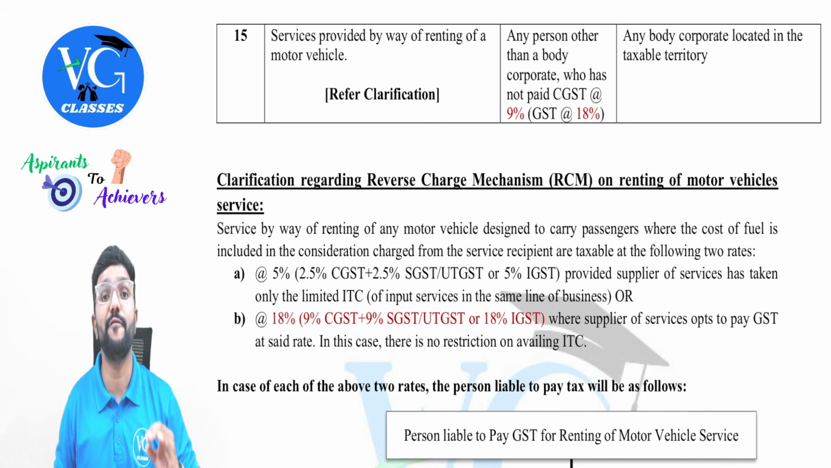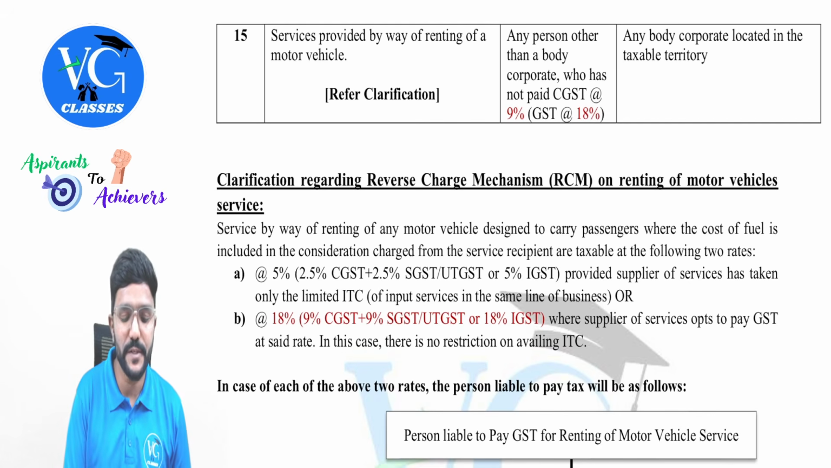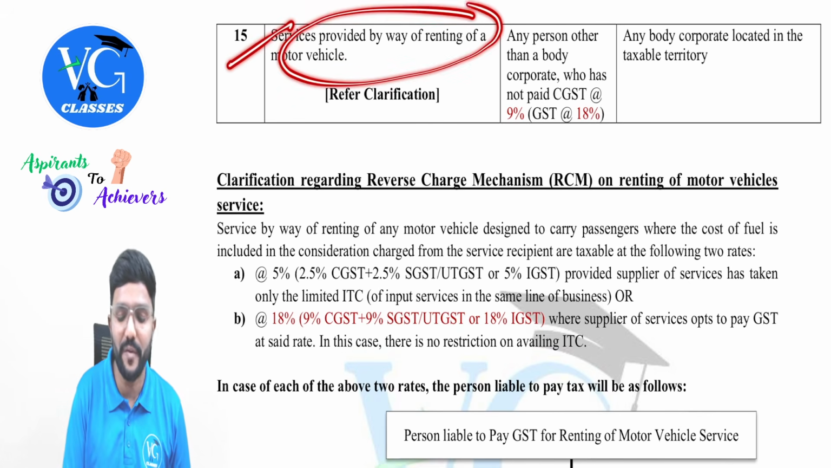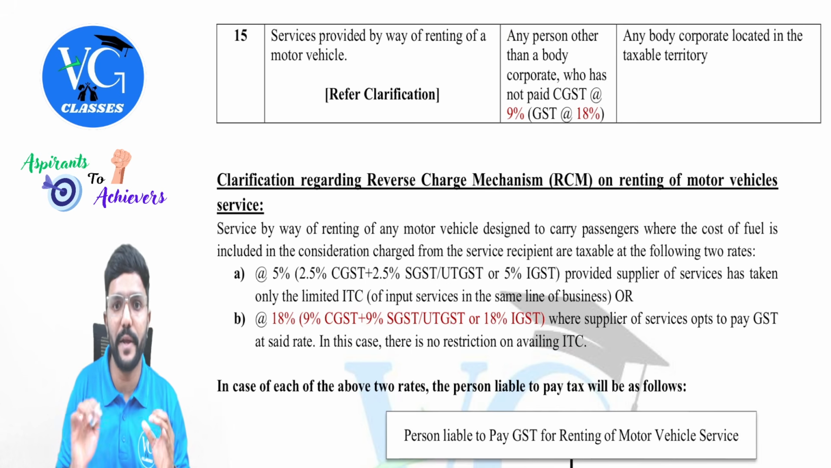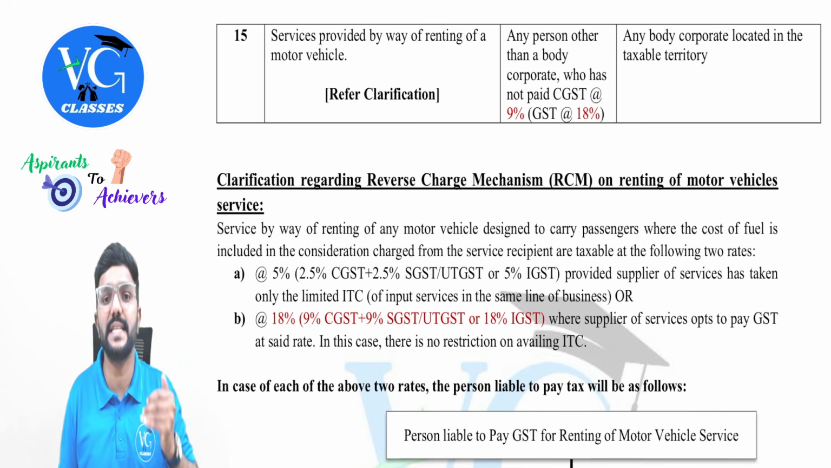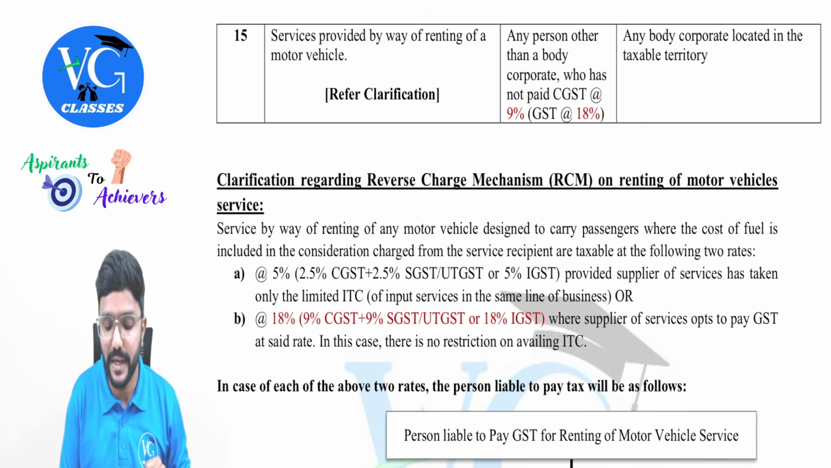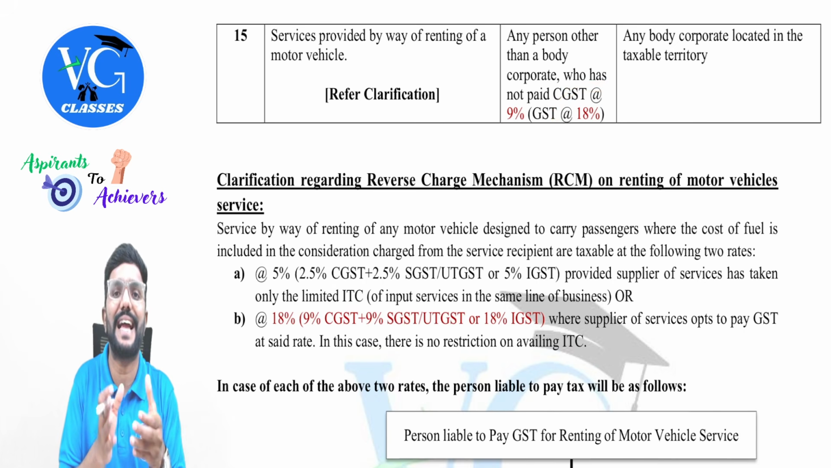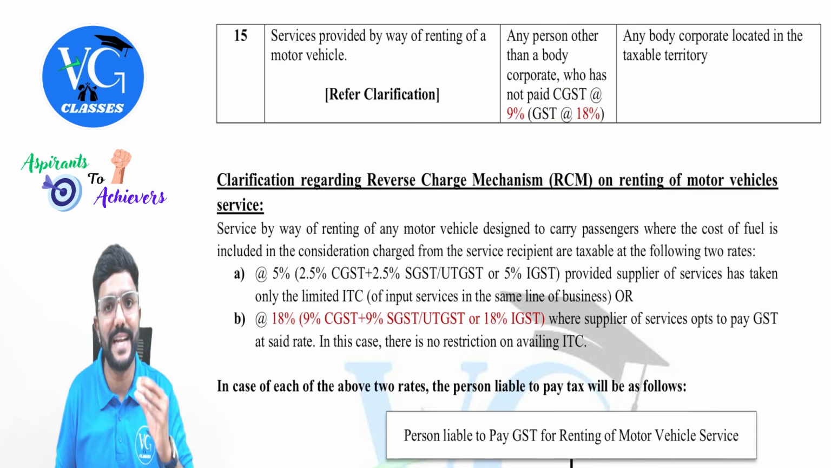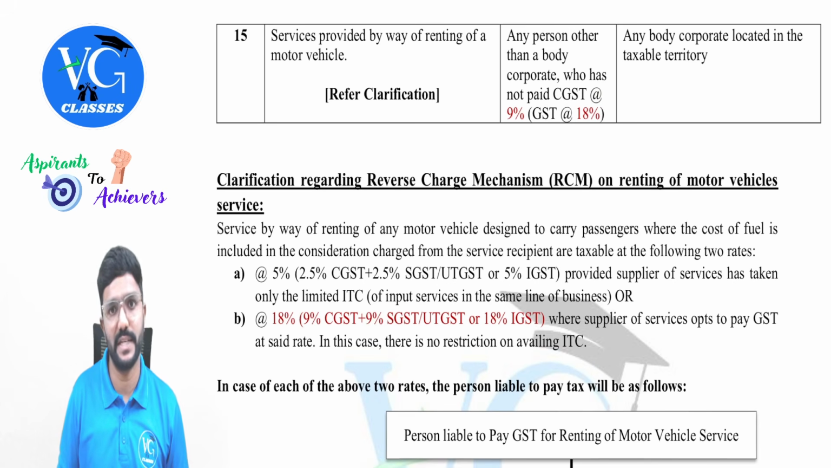Then coming to entry number 15, where services provided by way of renting of motor vehicle. Who is the supplier? Any person other than the body corporate who has not paid CGST at 6% was there, but now it is 9%. And the total rate is 18%, guys. Is that clear? Previously, these services were taxed at 12%, but now it has been moved to 18%, guys. That is the change. Clear?